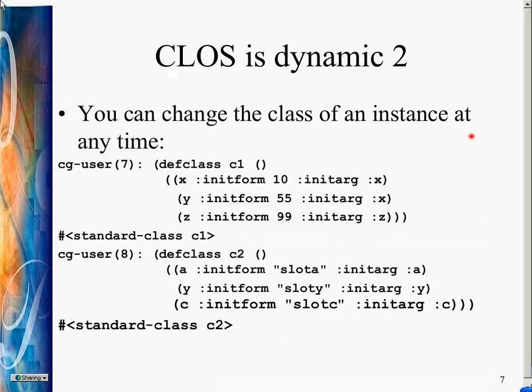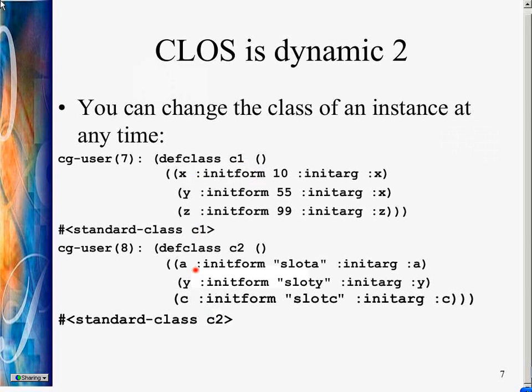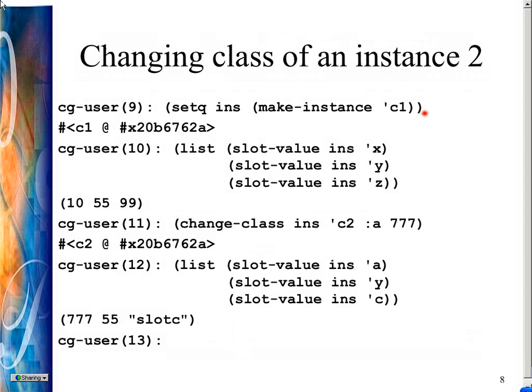Now, an interesting thing is that you can change the class of an instance of an object at any time. So here we have class C1, it's got slots X, Y, and Z. Class C2 has slots A, Y, and C. Different init forms. Different slots, but for the one slot they have in common, class C1 has the init form that is the default value 55, and class C2 has the default value for slot Y, the string. So we create an instance of class C1, and it inherited all the default values: X, Y, and Z are 10, 55, and 99.